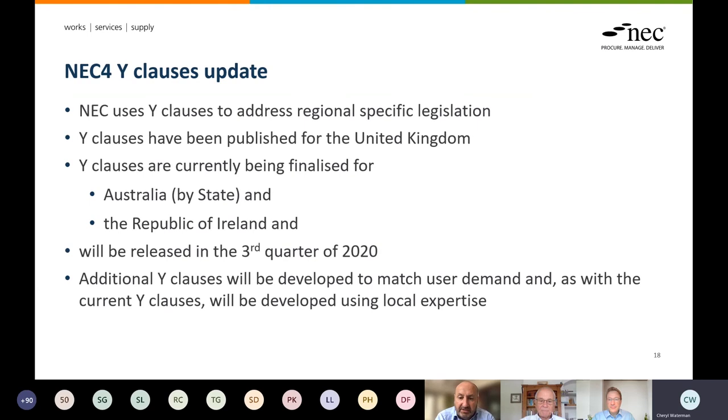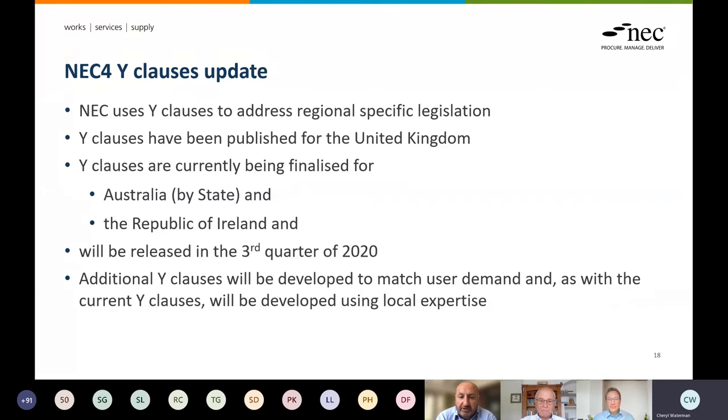Just a quick slide to talk about, picking up on what Shai said about the international use of the NEC contracts and that the NEC uses Y clauses to address regional specific legislation. We've had Y clauses in the UK for some time to deal with the requirements of the Housing Grants, Construction and Regeneration Act and its successors.